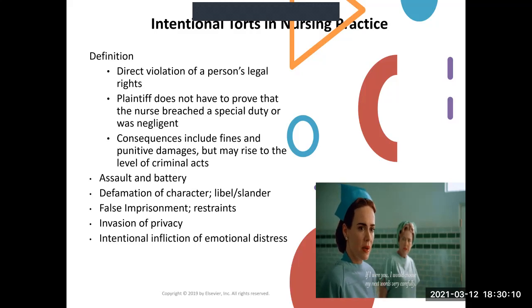Intentional infliction of emotional distress, you have to be careful what you say to patients. So let's say a patient said, I'm not taking medication, and you say, well, if you don't take medication, I'm going to tie you down. That's a threat, right? So they can sue you for infliction of emotional distress.